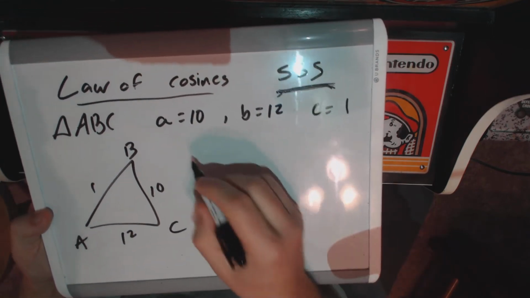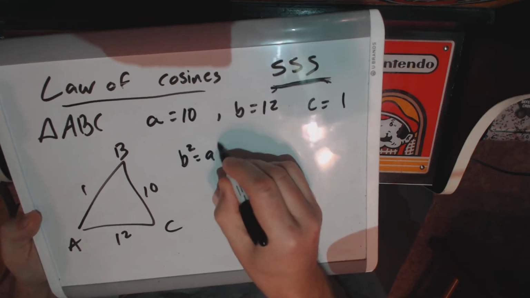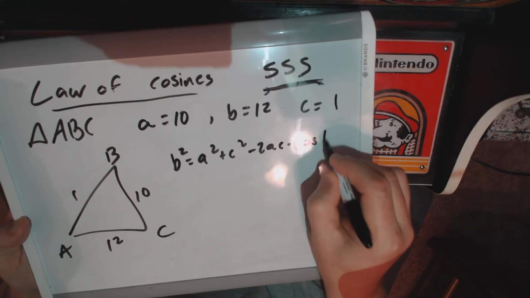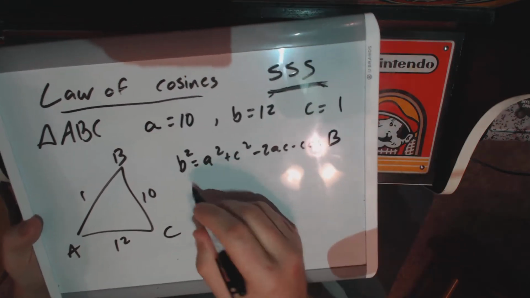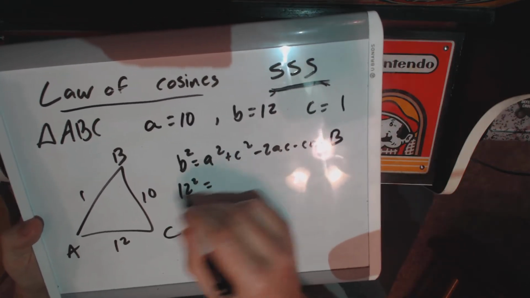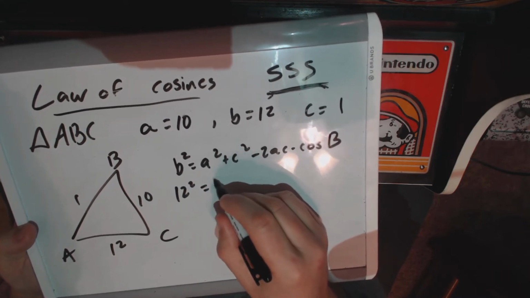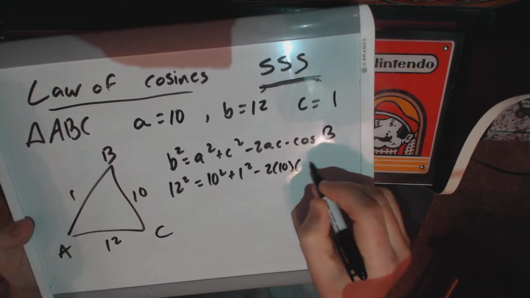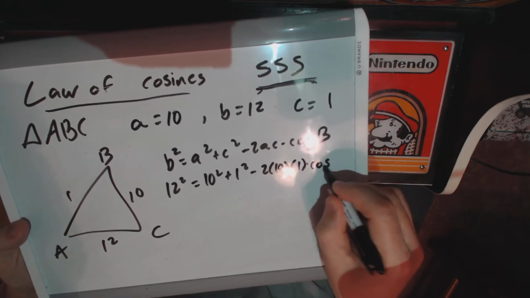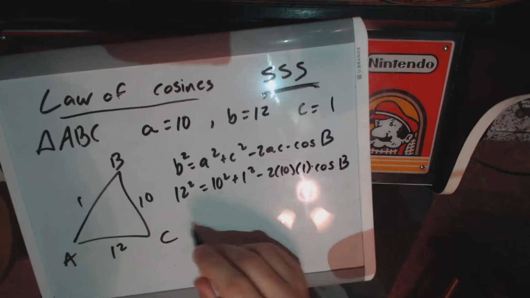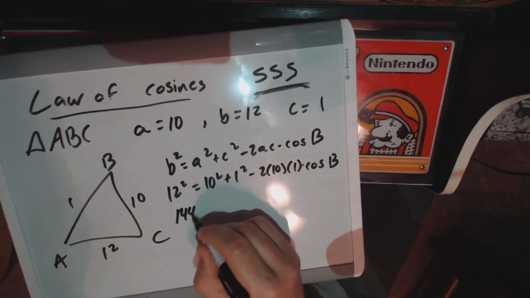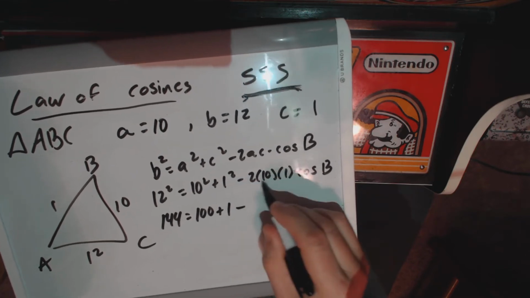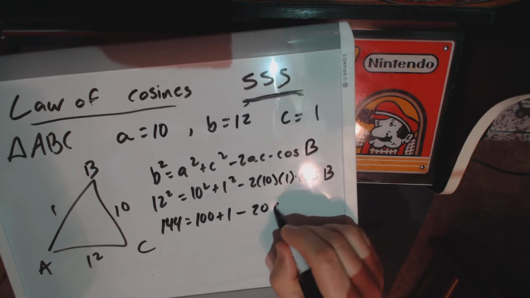It'd be B, that's right. So watch this. B squared equals A squared plus C squared minus 2AC times the cosine of B. So we put this information in. We get 12 squared equals 10 squared plus 1 squared minus 2 times 10 times 1 times the cosine of B. So let's see, that's 144 equals 100 plus 1, and 20 times 1 is 20, right?